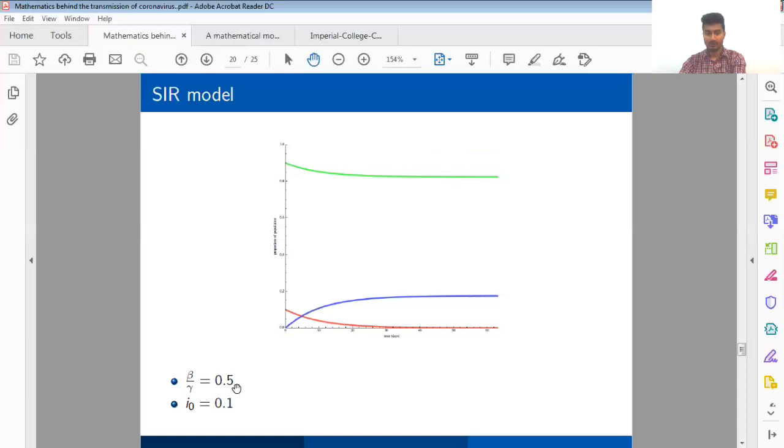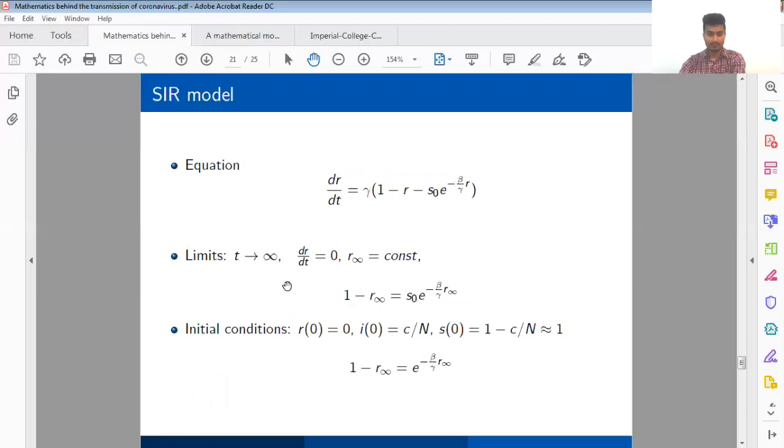And from this recovery, the blue graph you see, we can do some sort of differential equation. And you see that this part is totally constant.